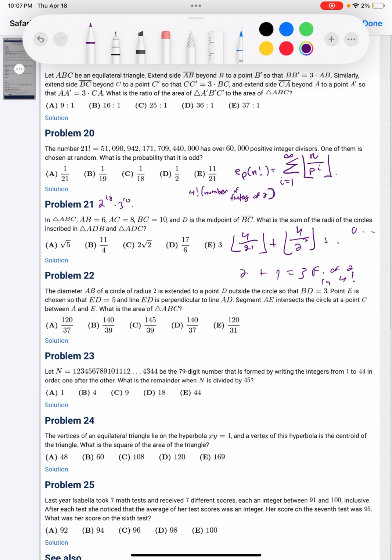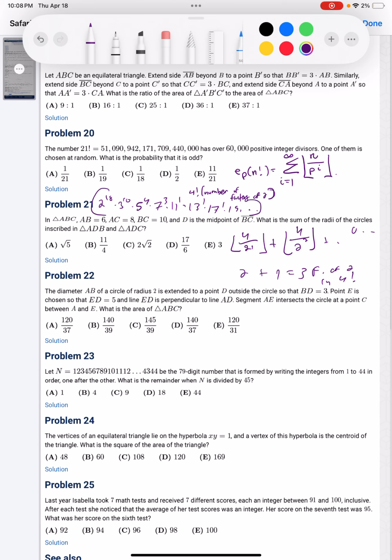Then 5 is going to have 4 factors, because if we square it we get 25, which is greater than 21, therefore it floors to 0. And we have 7 cubed, and then 11 to the first, 13 to the first, 17 to the first, 19 to the first, and that's it. That's the prime factorization of 21 factorial.